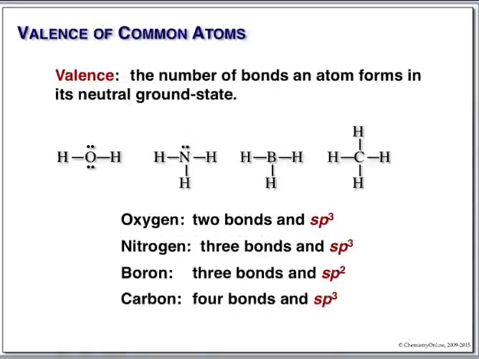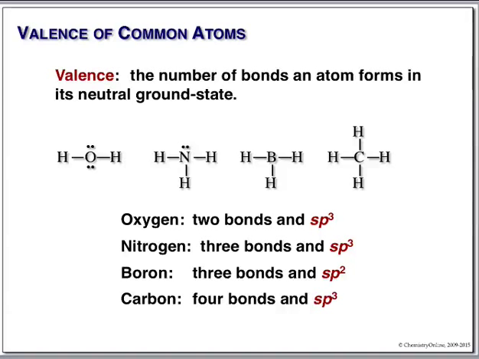All right, let's finally wind up and summarize what we know here in terms of bonding, valence, and stuff like that. Carbon, we said, forms four bonds. It is hybridized with 1 s and 3 p orbitals. We refer to that as an sp3 hybridization. It has tetrahedral geometry. Very important.